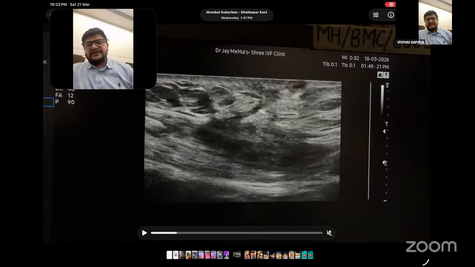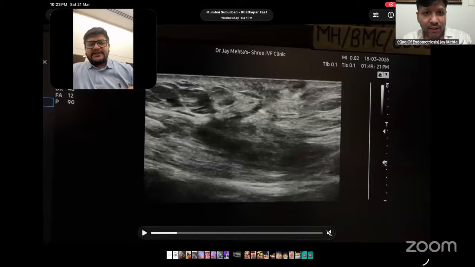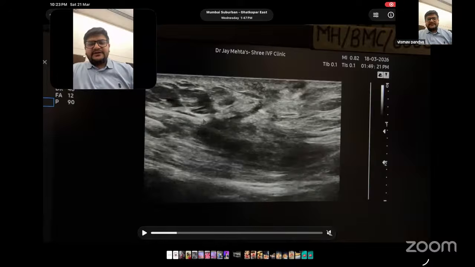Then you can see the layer below that, the white line which is seen. This line, which the nodule is interrupting from left to right. The nodule is in the middle, and the white line which the nodule is interrupting from left to right is the rectus sheath. This is the rectus sheath, right, Vismay? Yeah, so that is the rectus sheath, and below that you have a layer hypoechoic compared to the rectus sheath.